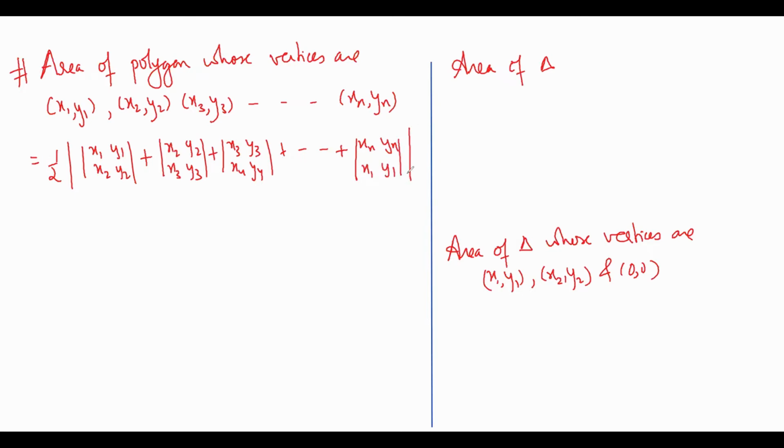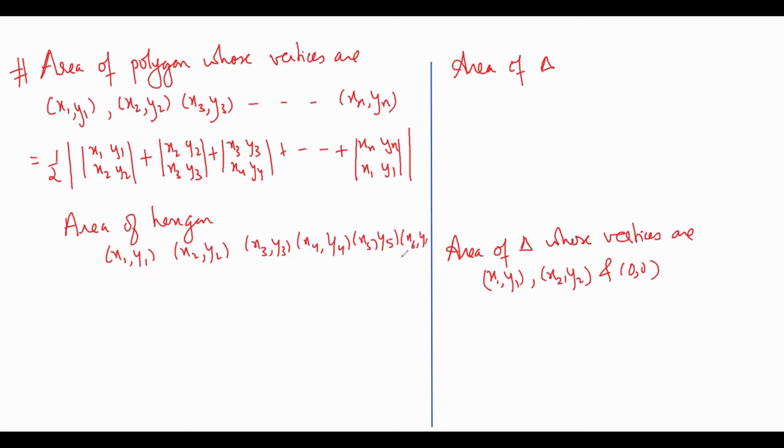Full mod. That means if you have to find the area of a hexagon, the vertices are x1 y1, x2 y2, x3 y3, x4 y4, x5 y5, and x6 y6. Now my area is half.